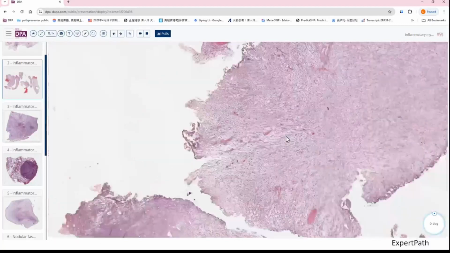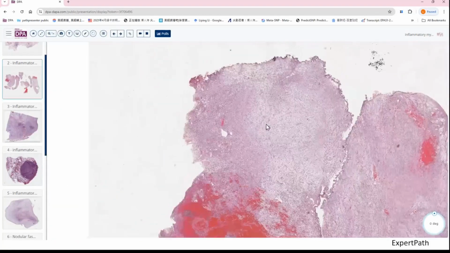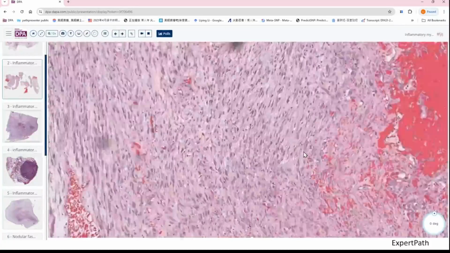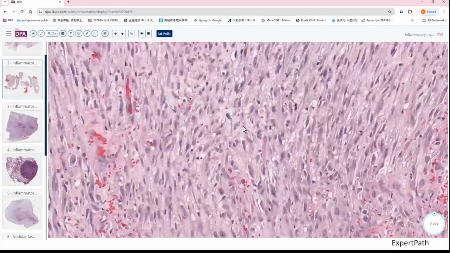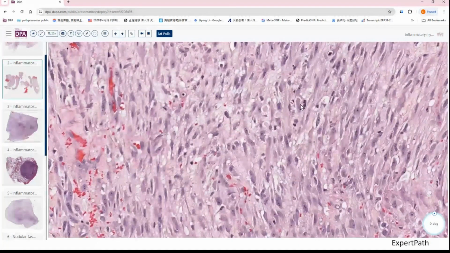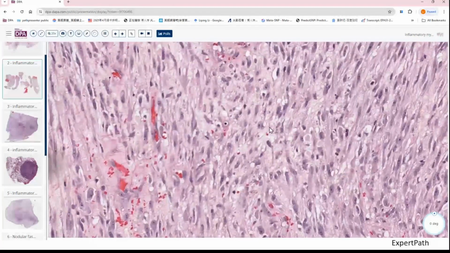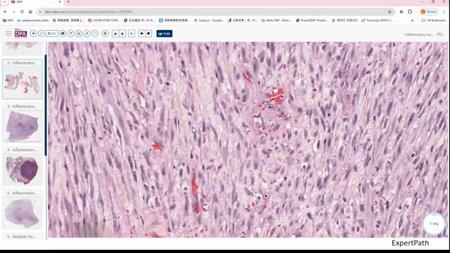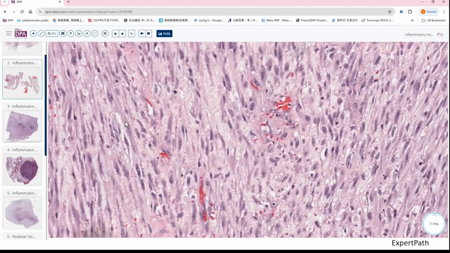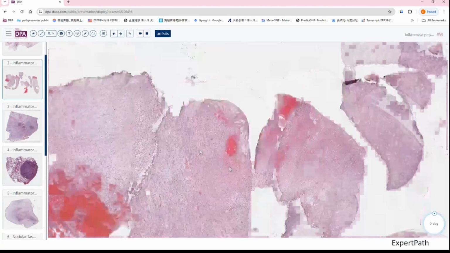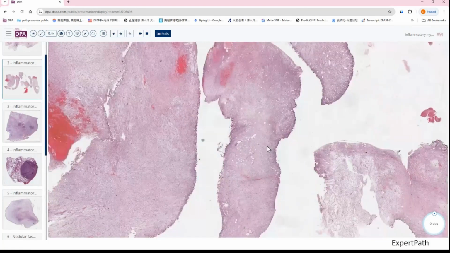Let's go to another view to see whether we have more inflammatory cells. Here in this view, we can even see neutrophils. And again, open chromatin with light purplish cytoplasm in the spindle cells. So when we see these features, we will think about IMT.